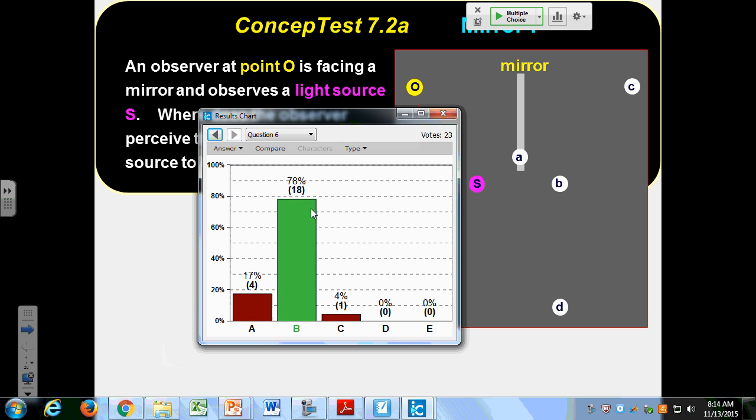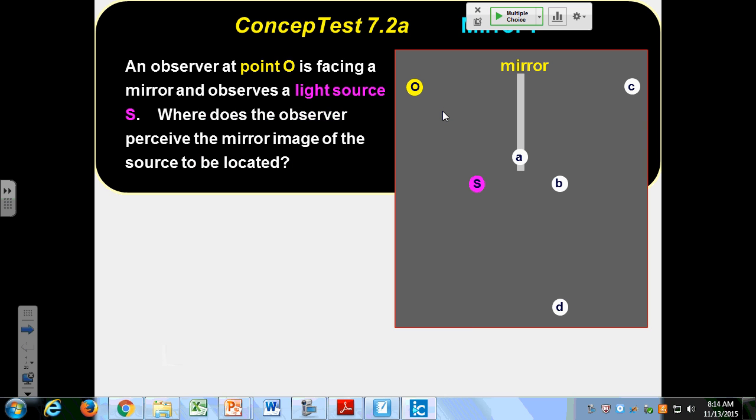Very good, B is right. Remember, the object distance is always equal to the image distance. They're always directly across from one another. So if this is my P, this is going to be my Q. It'll be directly across from it in a flat mirror.